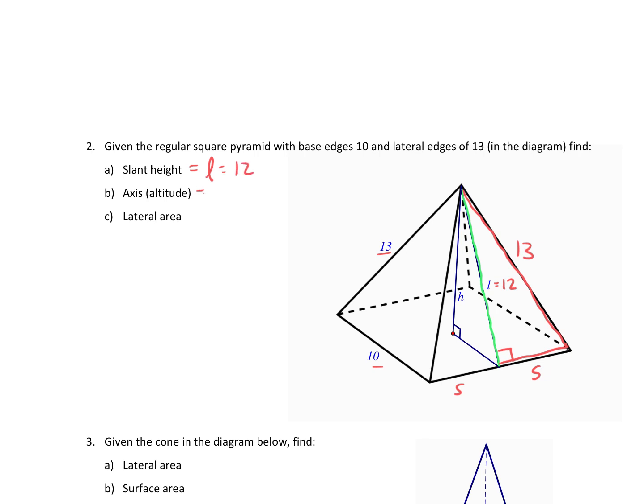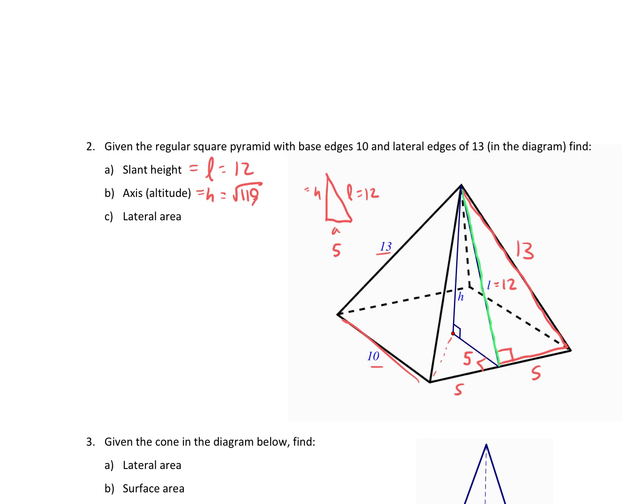The altitude, which we're talking about as H, is part of a different right triangle. This is also 5 because it's part of a square, and that's the apothem, because this would be a 45-45-90 triangle on the floor there. Now I have the H-A-L triangle. This is 5, this is 12, and I have to find this. So I do Pythagorean theorem again. I get 144 minus 25. This is the square root of 119.